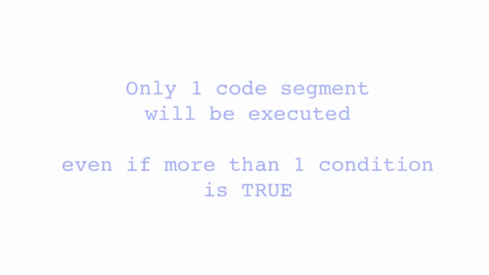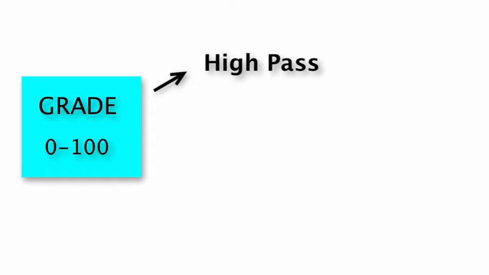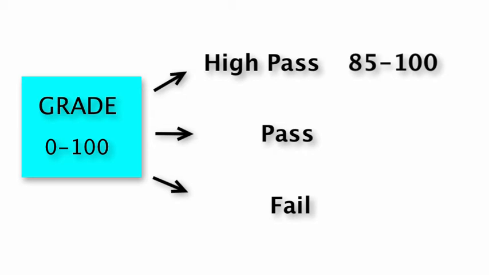This last point is important since it ensures that only one code segment will be executed, even if more than one condition is true. I wanted to show you an example that leverages this fact in the design of the solution. Consider the problem of translating a numeric grade between 0 and 100 into a grade of high pass, pass, or fail, where a numeric grade from 85 to 100 is a high pass, from 60 to 84 is a pass, and from 0 to 59 is a fail.